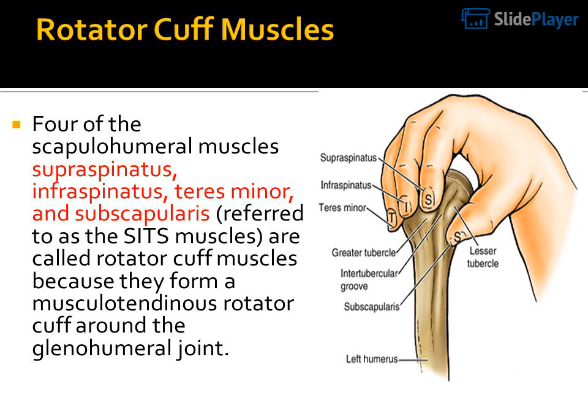Rotator cuff muscles. Four of the scapulohumeral muscles, supraspinatus, infraspinatus, teres minor, and subscapularis, referred to as the SITS muscles, are called rotator cuff muscles because they form a musculotendinous rotator cuff around the glenohumeral joint.